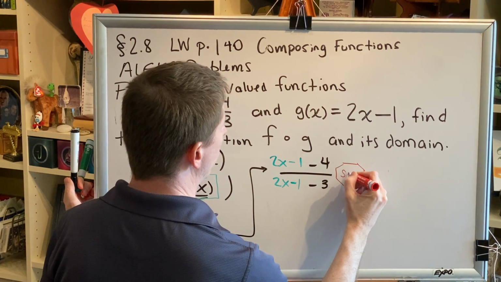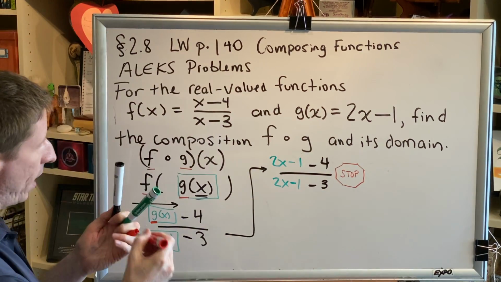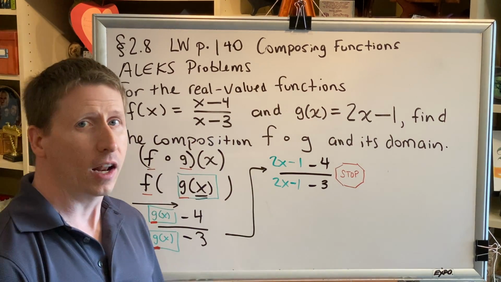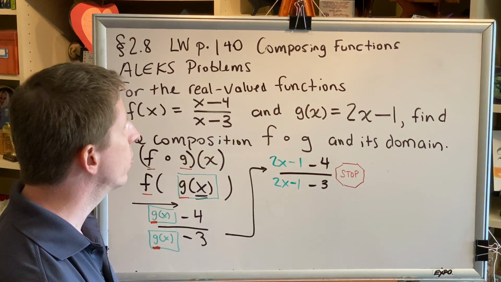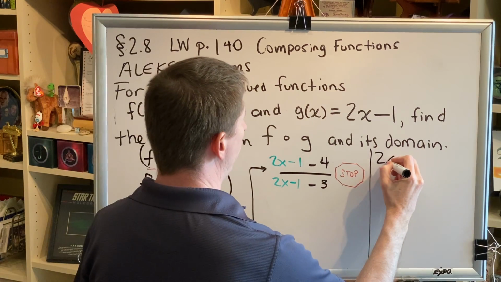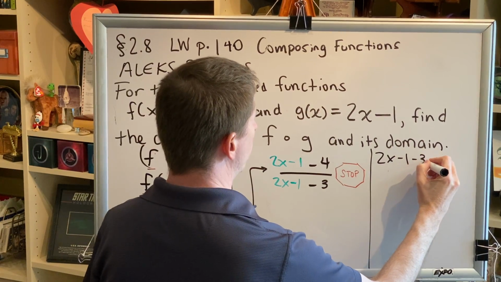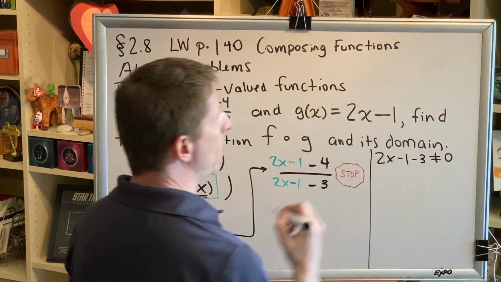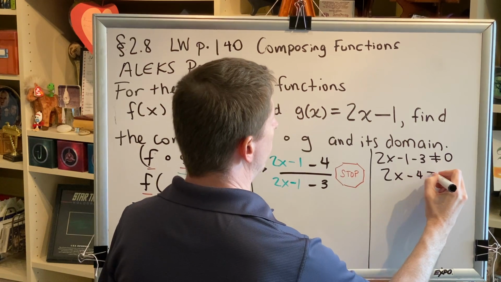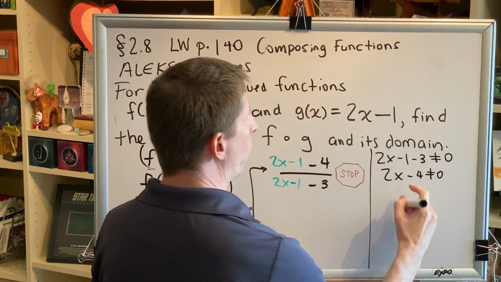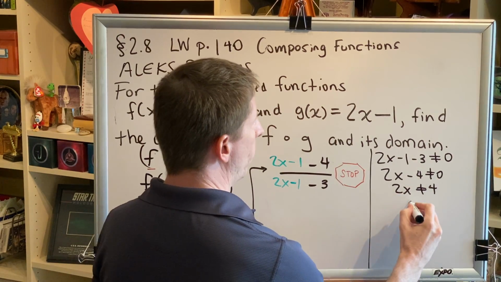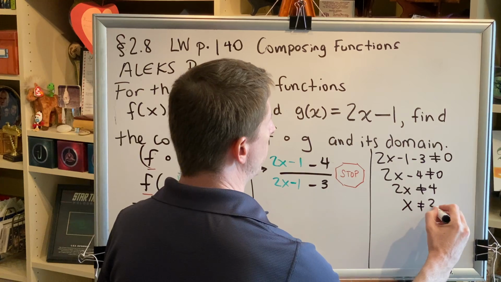and determine our domain. We know that domain is a four-step process, and specifically that we're looking for even radicals, logs, and denominators. The only thing that we have in this problem is a denominator, and denominators are not allowed to be 0. So 2x minus 1 subtract 3 is not allowed to be equal to 0. Let's solve this. 2x subtract 4 is not allowed to be 0. Adding 4 to both sides gives us 2x is not allowed to be 4. Dividing by 2 on both sides gives us x is not allowed to be 2.